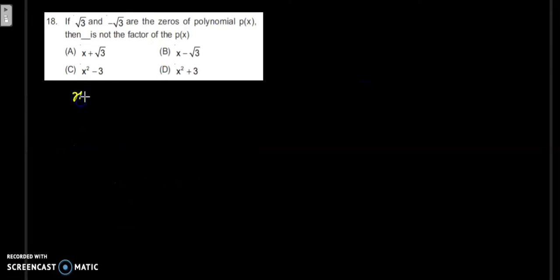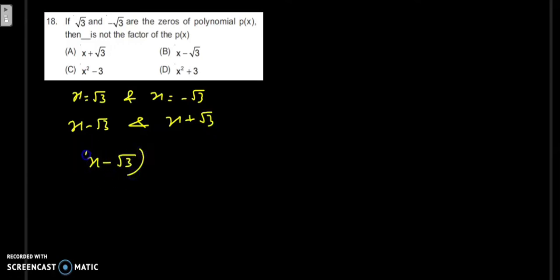Here it is given x equal to root 3 and x equal to minus root 3 are zeros. Then x minus root 3 and x plus root 3 are factors. When you multiply x minus root 3 and x plus root 3, this will give you x square minus 3. X square minus 3 will be your given polynomial. So x square minus 3 is our given polynomial. So this is not a factor of p(x). So this is your answer.